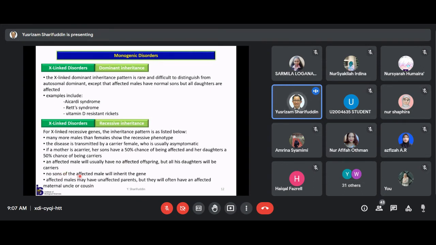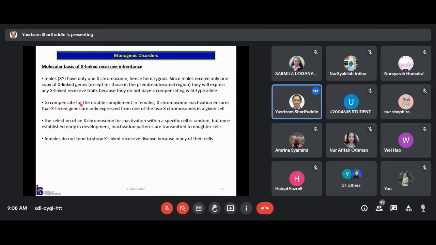No sons of the affected male will inherit the gene. Why is that the case? Because the X chromosome must be inherited from the mother, and the son will inherit the Y chromosome from the father. Right? Yeah, that's correct. So affected males may have unaffected parents, but they often have an affected maternal uncle or cousin.